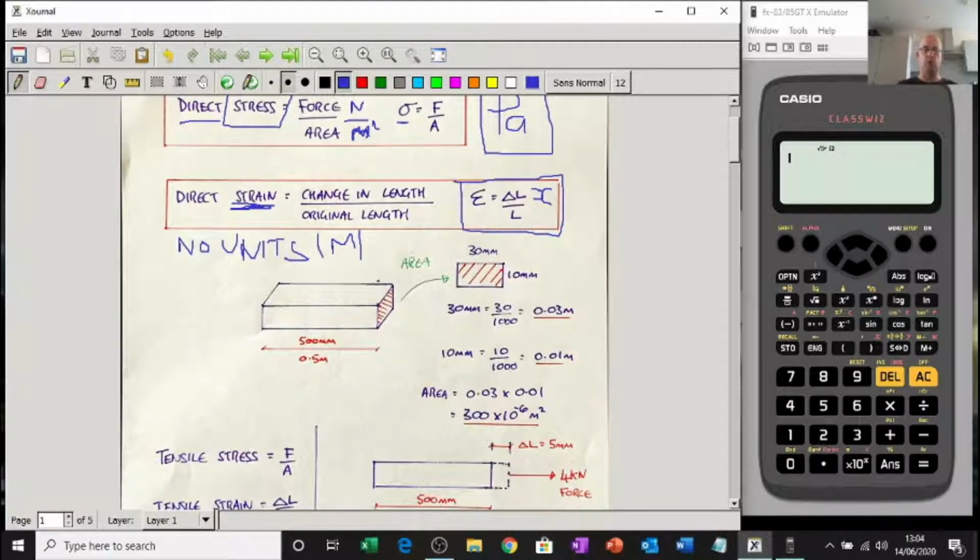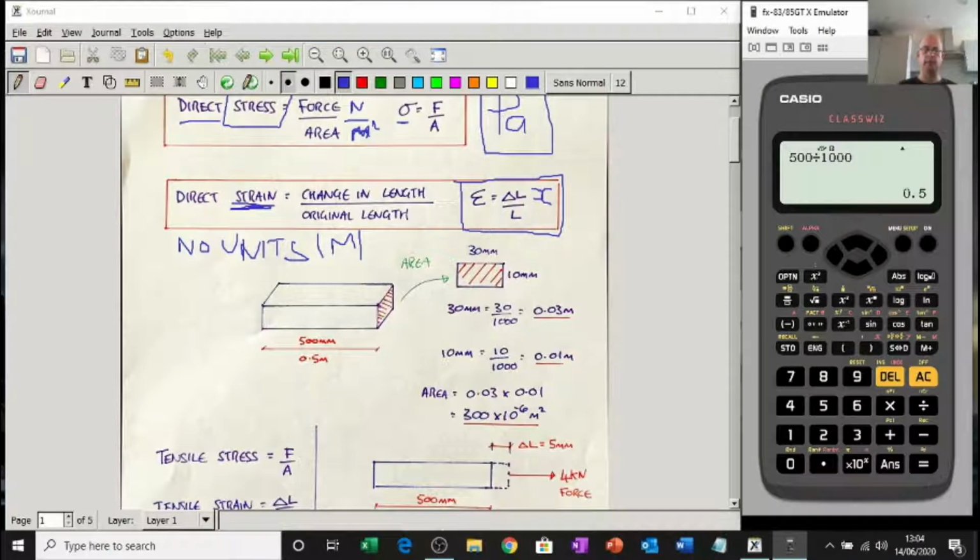So here's a bit more. So here's my metal square bar. It's got a length of 500 millimeters, which is 0.5 meters. Just don't forget, there's 1,000 millimeters in a meter, so that's what you're doing. Half, look, 0.5.